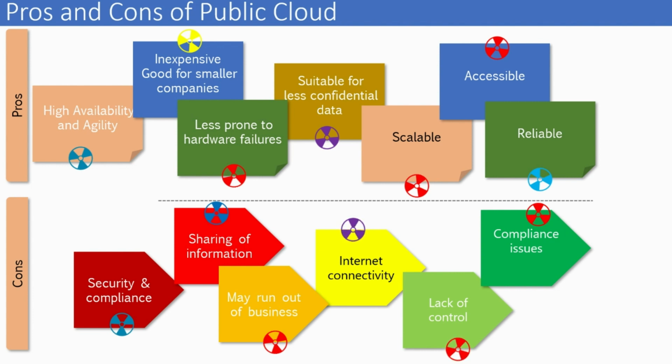Next one is related to lack of control. What it means is public cloud users have limited control over the infrastructure, making it difficult to customize the environment to meet specific needs. And the last one and most important one is compliance issues. Public cloud may not meet certain regulatory requirements, making it difficult for organizations in certain industries to use the technology.